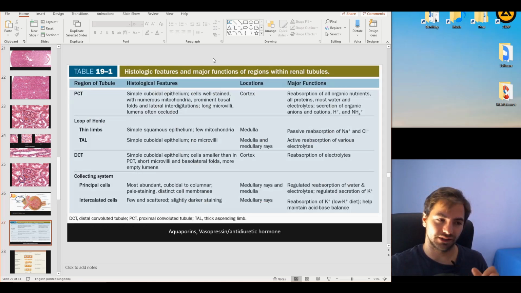So now that we have discussed all the different components of the renal tubules, how the PCT looks, how the DCT looks, how the thin segments of Henle's loop look, and the whole structure of the renal corpuscle, it's the ideal moment to start talking about the functions of the renal tubule. So the PCT, the proximal convoluted tubule, is the location in which we have the most effective reabsorption of water, nutrients, electrolytes, and proteins, of course.